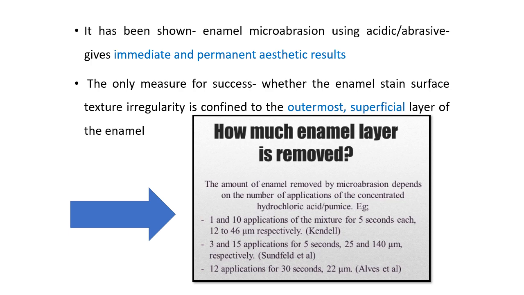pumice. Example, 1 to 10 applications of the mixture for 5 seconds each will remove about 12 to 46 micrometers respectively. 3 and 15 applications for 5 seconds each remove 25 and 140 micrometers, whereas 12 applications for 30 seconds removes 22 micrometers.